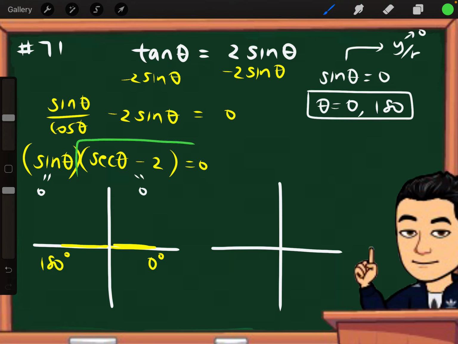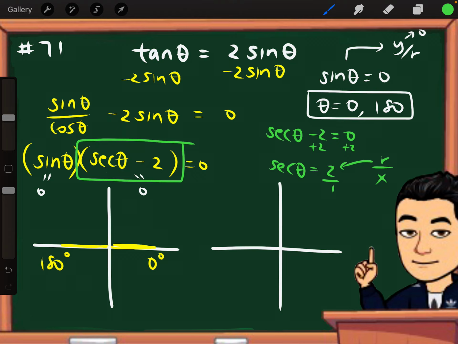So here is another one: secant theta minus 2 equals 0. We're going to add 2 on both sides, so we get secant theta equals 2. You know that secant is r over x, so you want to think of it as 2 over 1. It tells you that your r is going to equal 2 and your x is going to equal 1.